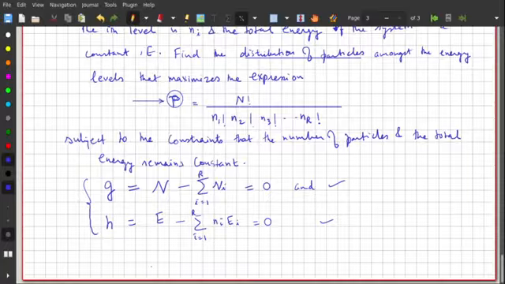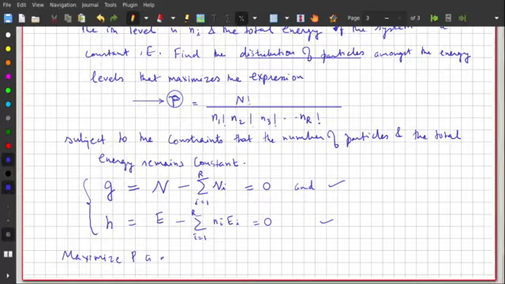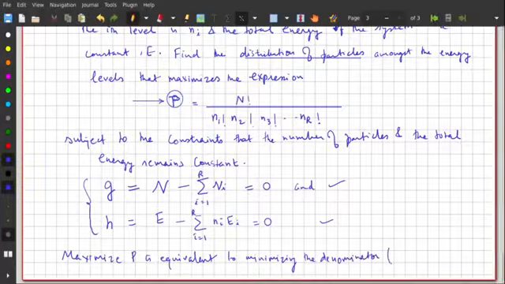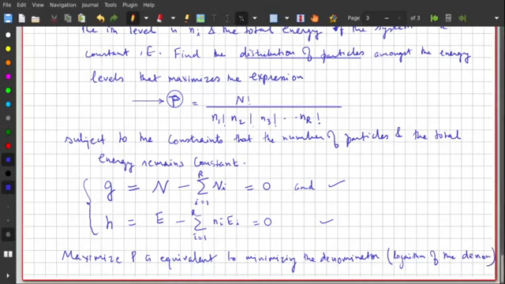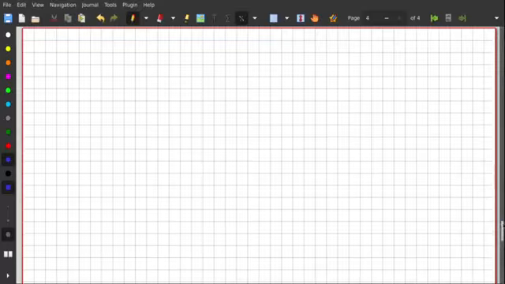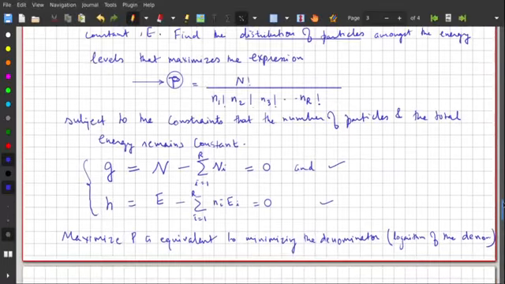So maximizing P is equivalent to minimizing the denominator, or the logarithm of the denominator. That's the general idea. So we cast this problem, rather than as a maximization problem, as a minimization problem, because we want to minimize the denominator basically.